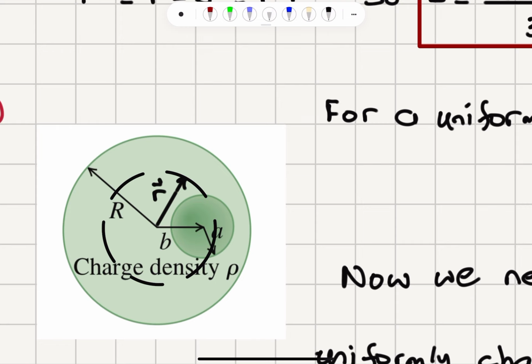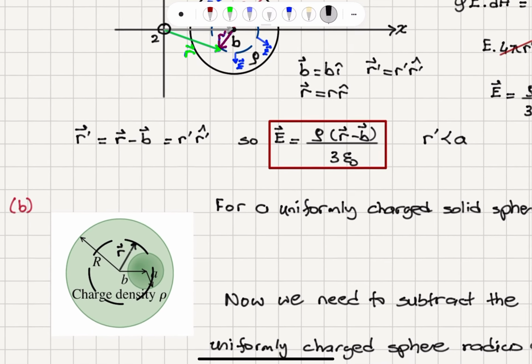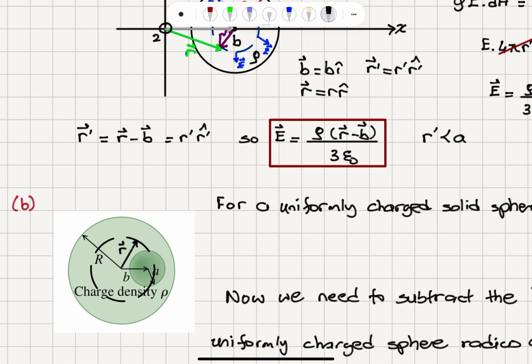Now we have a hole here, so this part has been emptied. At position r equal to b, let's assume that this is on the x-axis, the hole has radius a, and we have the full sphere having a uniform volume charge density rho and radius capital R. Okay, so for a uniformly charged solid sphere with radius R, we can find the electric field inside without considering the hole first.